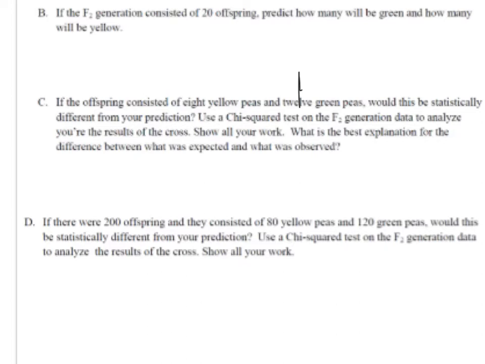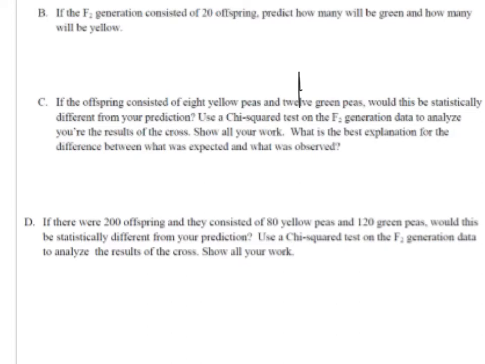So the first one here, we've got homozygous green peas were crossed with homozygous yellow peas. All the offspring were phenotypically yellow. A test cross was performed with one of the offspring from the F1. So using Y as the symbol for pea color, what are the genotypes of the parents used in this cross?